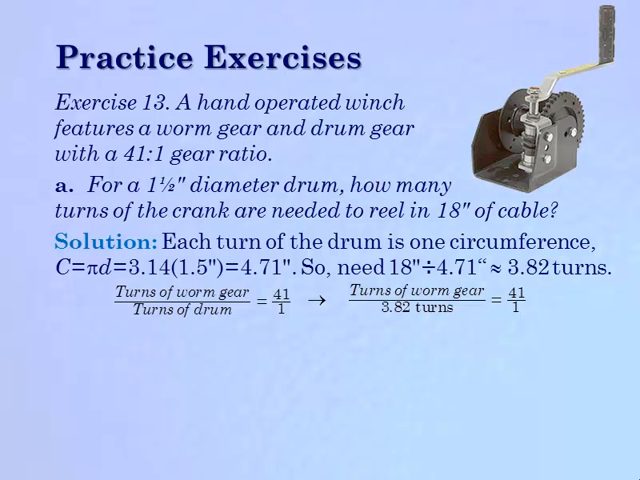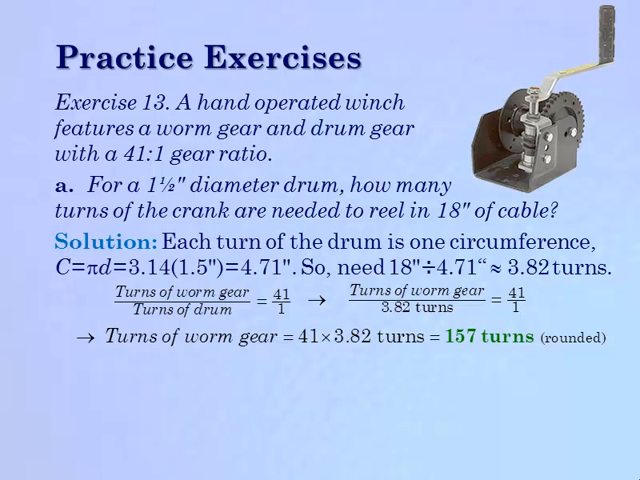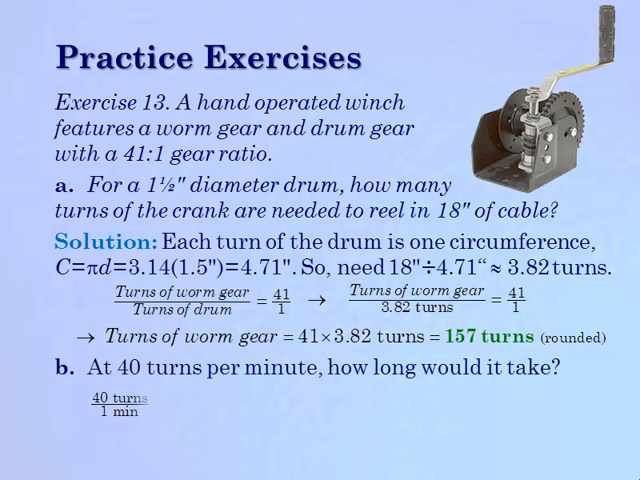So how many turns of our worm gear will we get out of that? So if we multiply that out to solve for turns of worm gear, we have 41 times 3.82 turns, and that ends up with 157 turns. So if you can turn that crank 40 turns per minute, how long would it take you? Well, 40 turns per minute is another ratio, isn't it? So 40 turns over 1 minute equals 157 turns at X number of minutes, and we want to find out what that X is.